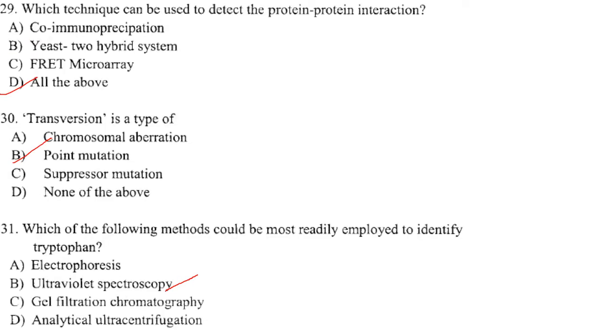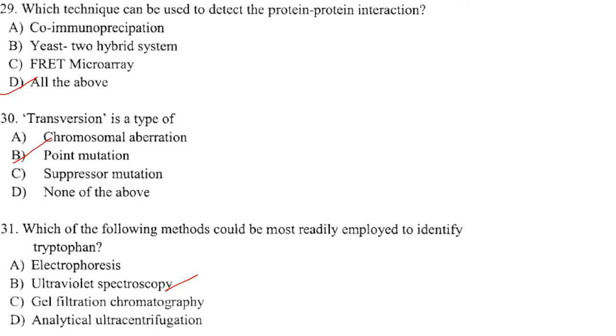Then which technique can be used to detect the protein-protein interaction? So co-immunoprecipitation, yeast-2 hybrid system, FRET, microarray, all of the above can be used to detect protein-protein interaction. Then transversion is a type of. So transversion is the substitution of a purine by a pyrimidine or a pyrimidine by a purine. So it is a type of point mutation. Answer is option B.